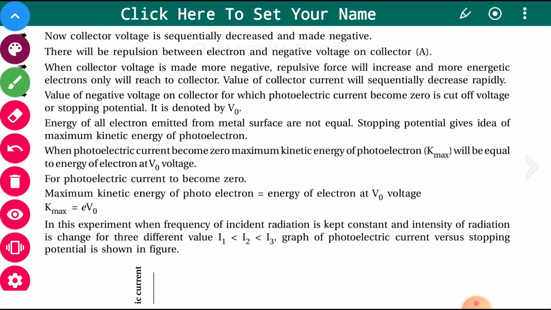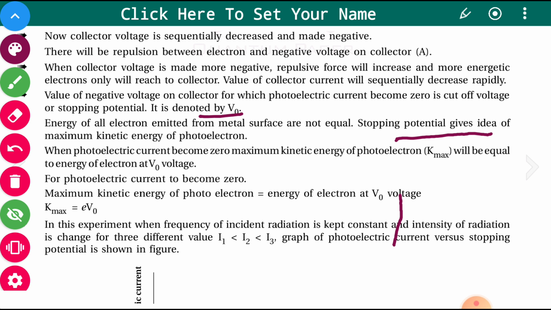Now what will happen at a particular value of negative voltage? This photoelectric current is going to become 0. This is called the cutoff voltage or stopping potential, and it is denoted by V0. Energy of all electrons emitted from the metal surface is not equal. Try to understand: the electrons which are emitted from the photosensitive surface are not all having the same energy.